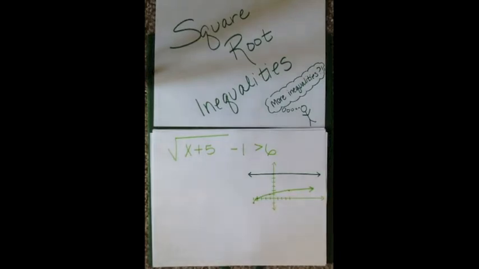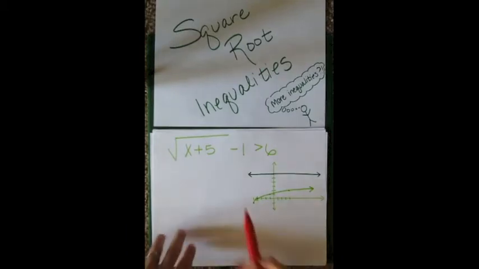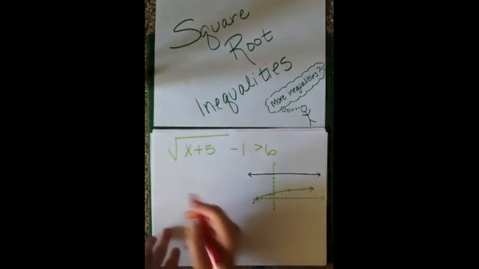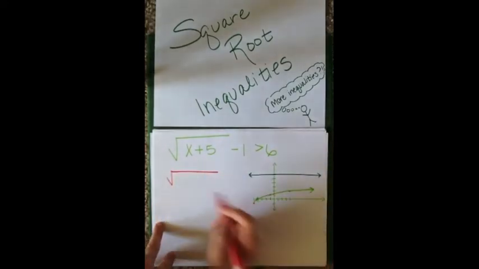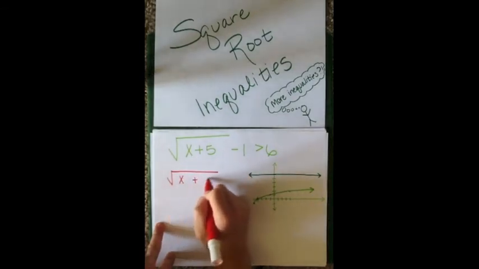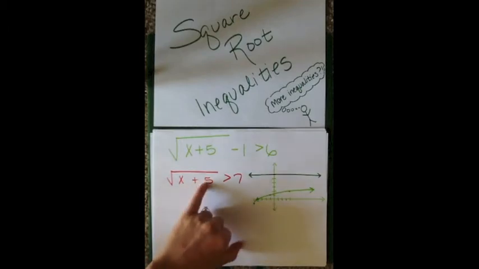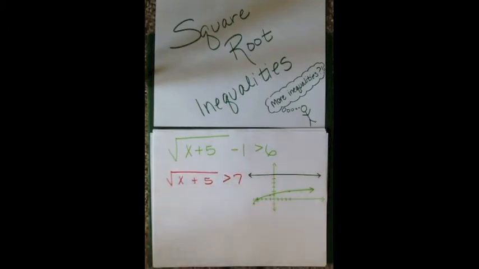Now, as you might guess, you treat this slightly like absolute values in that you have to isolate the parent function. So we need to isolate this square root right here. I'm going to take the 1 to the other side. So I have square root of x plus 5 is greater than 7. And now that the square root is by itself, how do I get rid of it? Because I can't get underneath the square root until the square root is gone. So to get rid of a square root, you square both sides. You're doing the opposite.